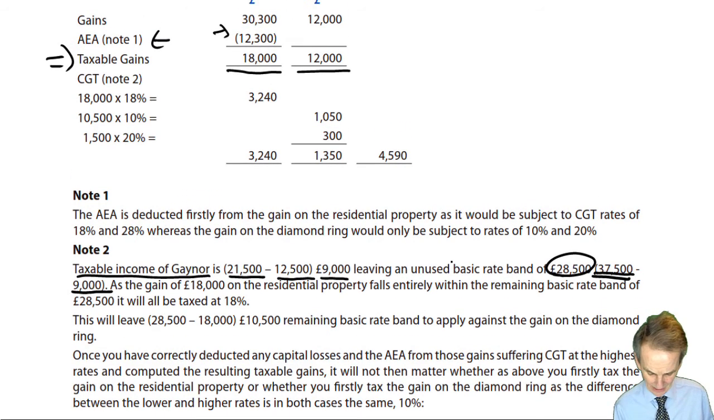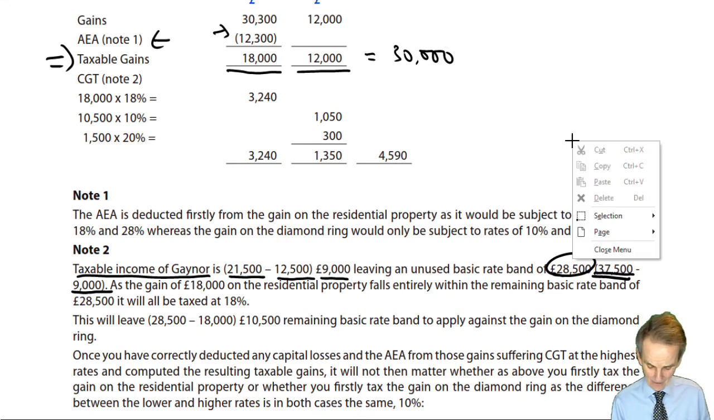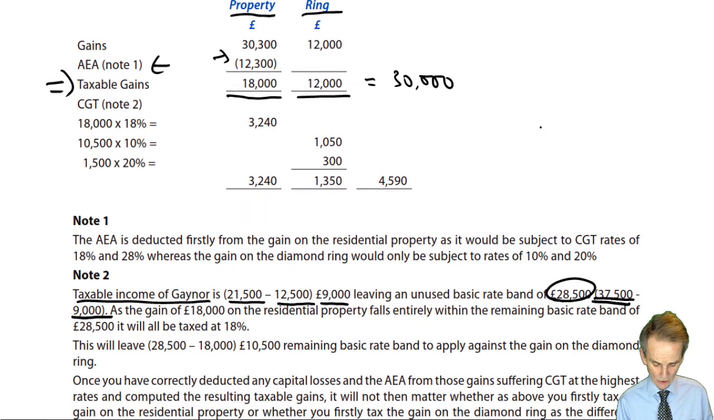You have seen here that we have taxable gains equal to £30,000. So we're going to move through from basic to just a little bit of the gains being taxed at the higher rate. Now, here I have shown that the first gain that we have then proceeded to tax, using up the first part of the basic rate band, was indeed the gain on the property.